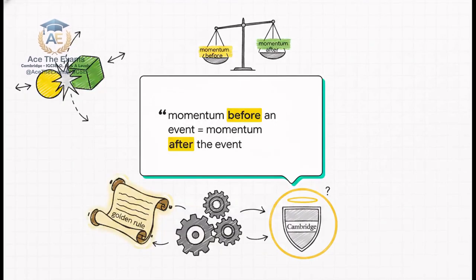Which brings us to our main concept. Momentum before an event equals momentum after the event. This is the conservation of momentum. It's the golden rule, the absolute foundational concept for any collision question Cambridge can possibly throw at you.